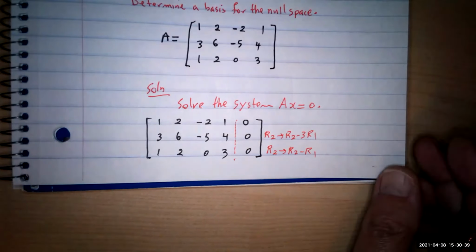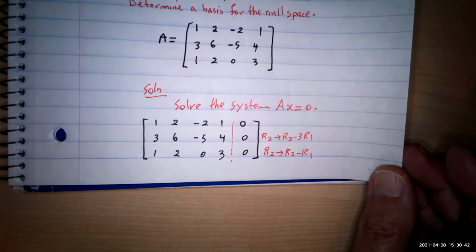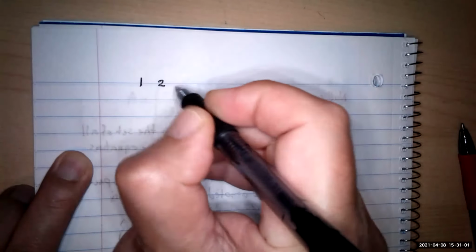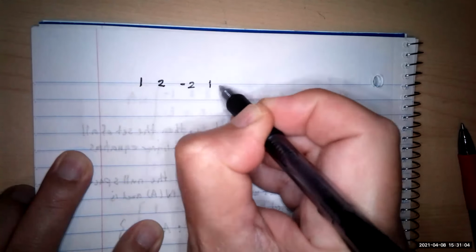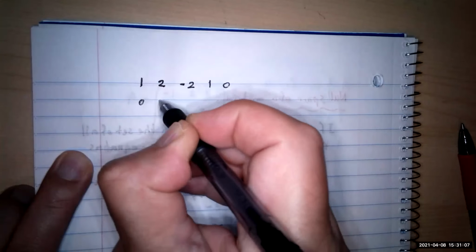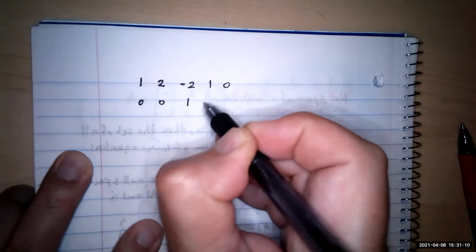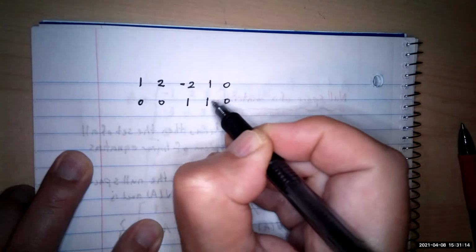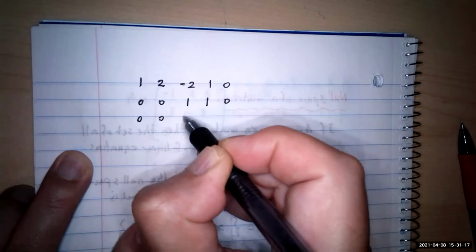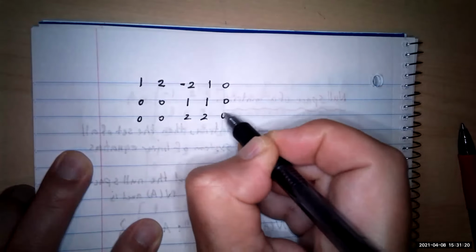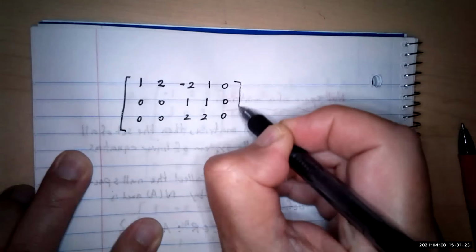I just write down the conclusion that we're going to have. It can be a couple of steps that would take care of it right away. So the resulted matrix is going to be this one. The first row is going to be unchanged. So I have the 1, 2, -2, 1, 0. The second one, when I change it, is going to be 0, 0, 1, 1, 0. And the other one is going to be 0, 0, 2, 2, 0. So if you do those type of operation, you get this one.